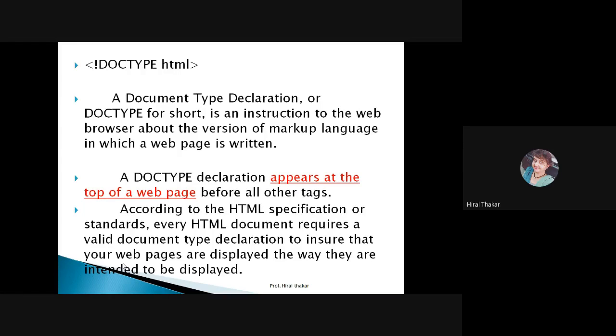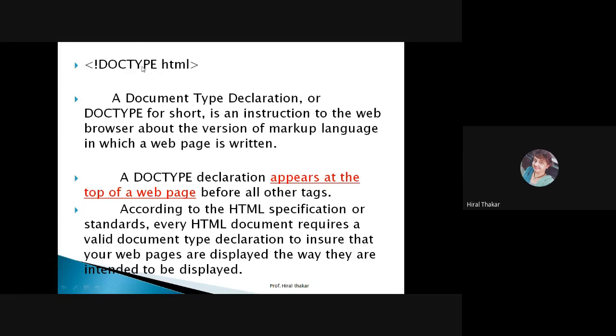Now let us discuss something about doctype. A document type declaration, or doctype, is an instruction to the web browser about the version of markup language in which a web page is written. As of now, we will write very small programs, so we don't have to mention it. But when you are creating a live website, at that time you have to use this doctype.